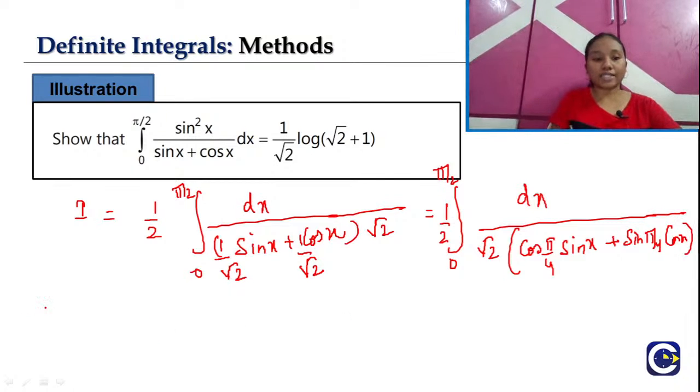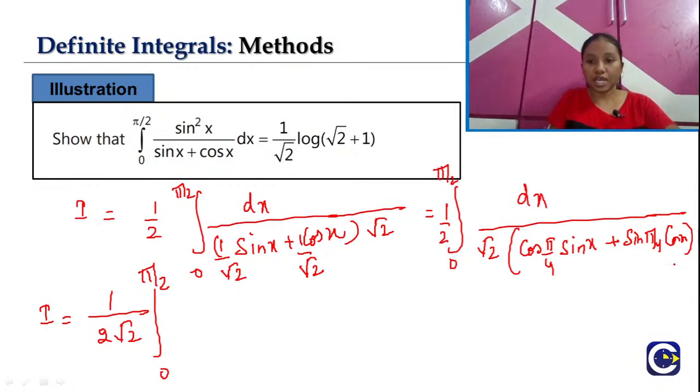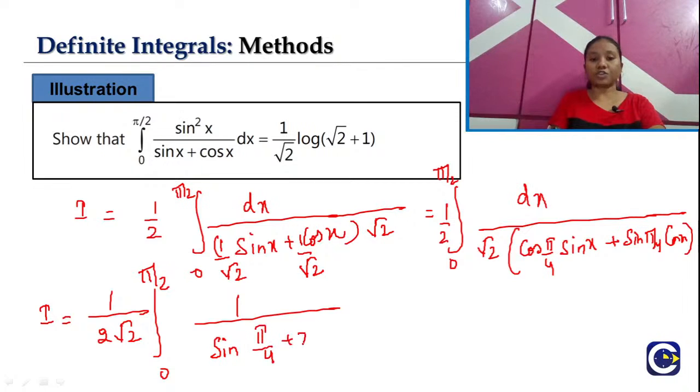Right. So now this entire expression, here root 2 is constant, so I can pull it out. So 2 root 2 here, and then integration from 0 to pi by 2. And now this whole thing can be converted into sine of pi by 4 plus x according to our trigonometric formula. Right. So 1 by sine function can be converted into cosecant, because 1 by sine will be equal to cosecant x.